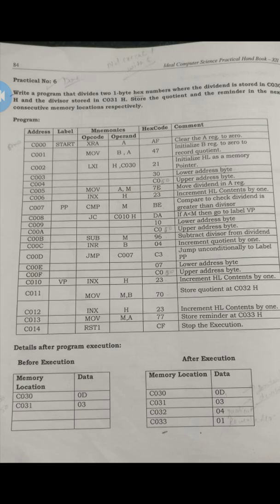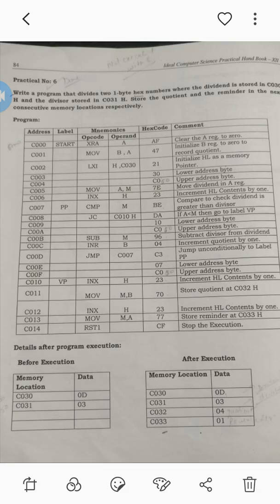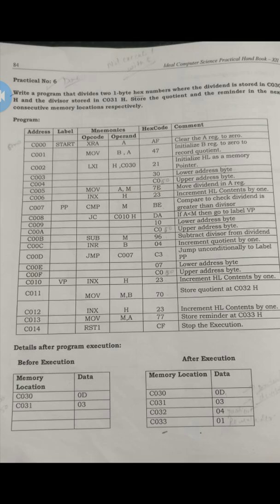Now again MOV M, A. MOV M, A means it will store the contents of the accumulator to that memory location. What is in the accumulator? The remainder is in the accumulator. And the last instruction is RST 1, hex code CF, stop execution. So students, with this we have completed this program. Now we will check the output.